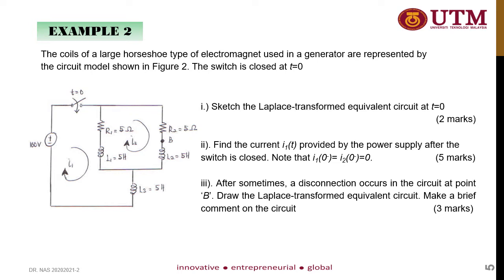find I1(t). The third question, after some time, this connection occurs in the circuit at point B. So this is point B. So this connection occurs at point B. So you need to draw the new Laplace transform equivalent circuit, and please justify your answer.